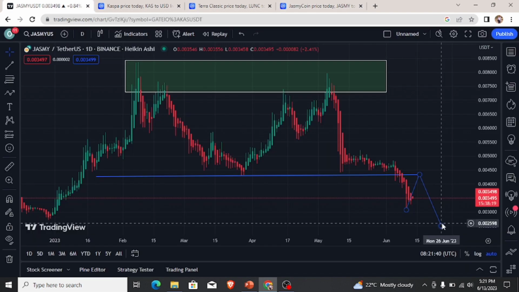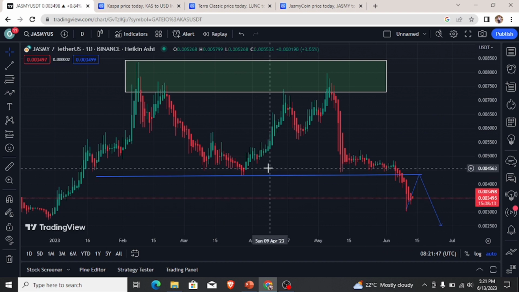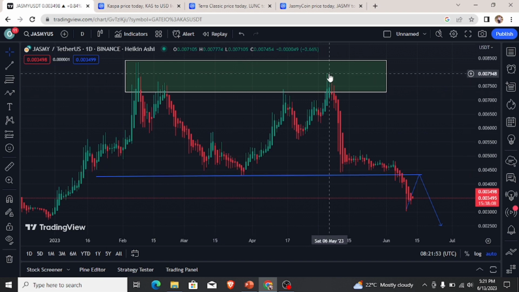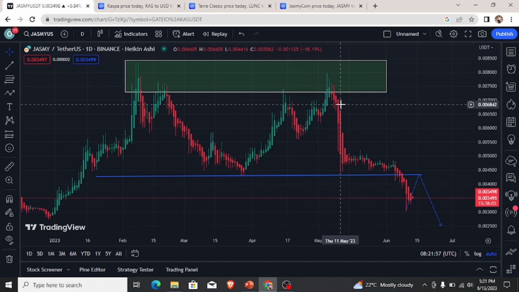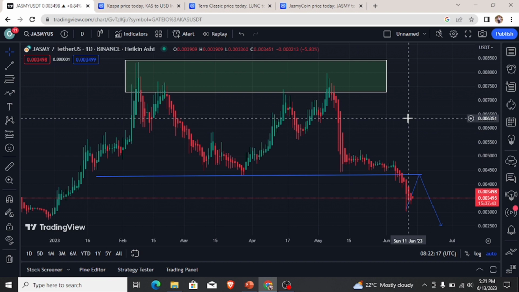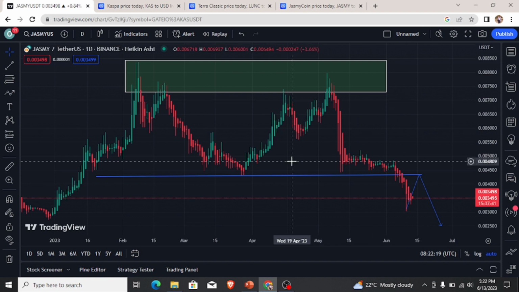For the price of Jasmy to experience any major impulsive move or any major pump, there would have to be a breakout above the previous neckline, or the previous support rather, to even break above the previous resistance created on the double top. And it will really be very difficult for that to happen. Although the market can surprise us at any time, we don't have full control over the market. But from what we have right here, the most likely thing to happen is a continuation of a downtrend.